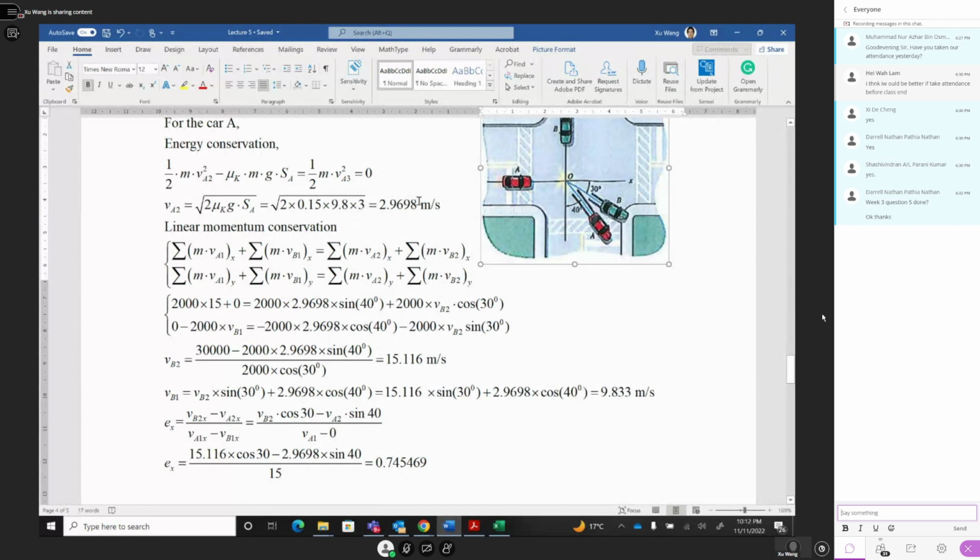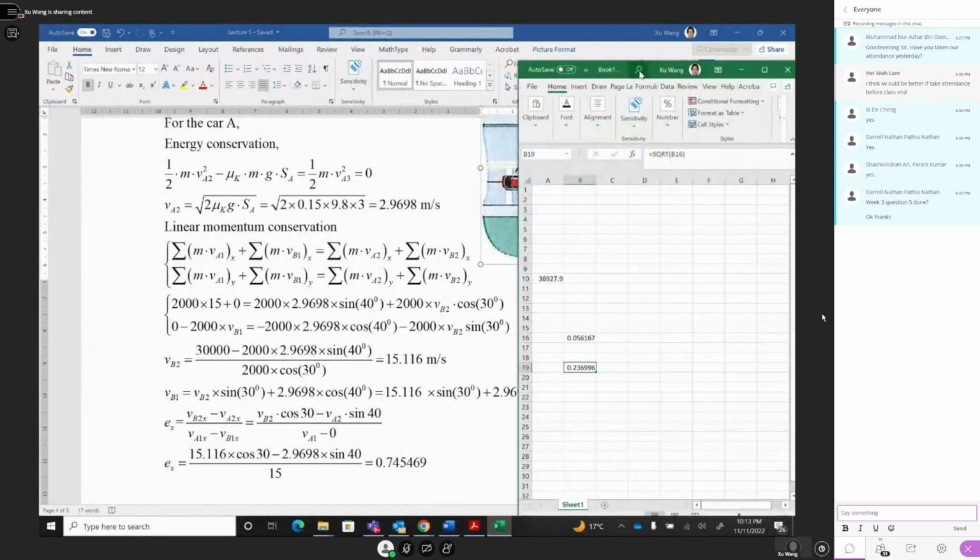We already know that. And this horizontal component should be sine 40 here. So that's why you get this one. VB2 we already solved, and then VA2 is this one, with the cosine and sine. Okay, VA1 is given as 15 meters per second, and you put this number inside and you can calculate. And this is a coefficient of restitution equal to 0.7445. I can give you an example of how to calculate. It should be double checked.